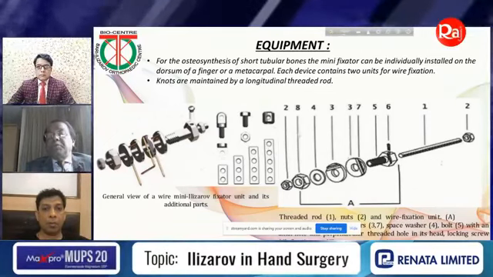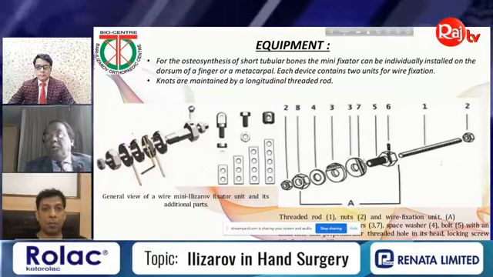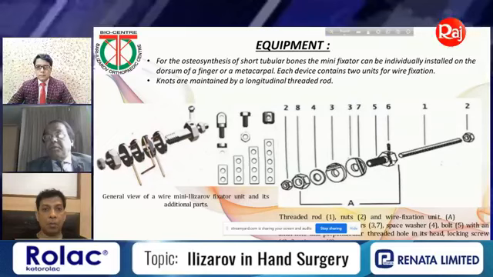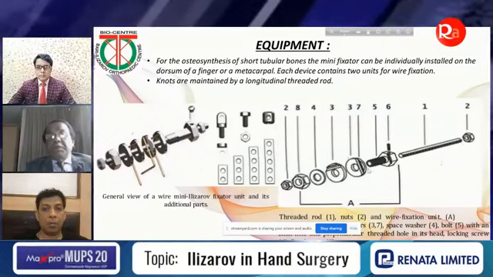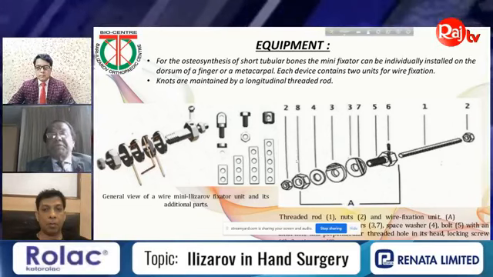Now here you can see sequentially all the bolts, fixator, threaded rods, locking screws, and fixation nuts. This is the fixation nuts you can see here.